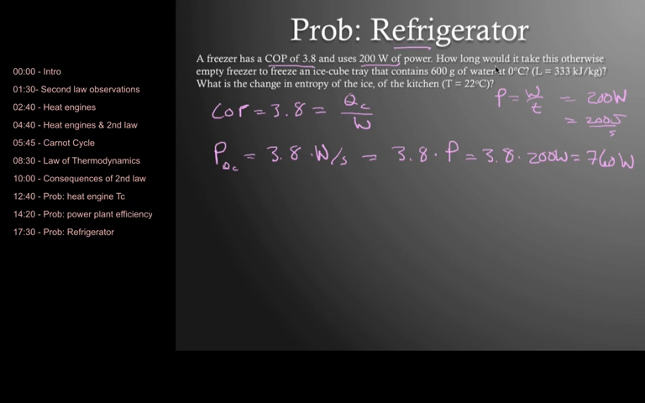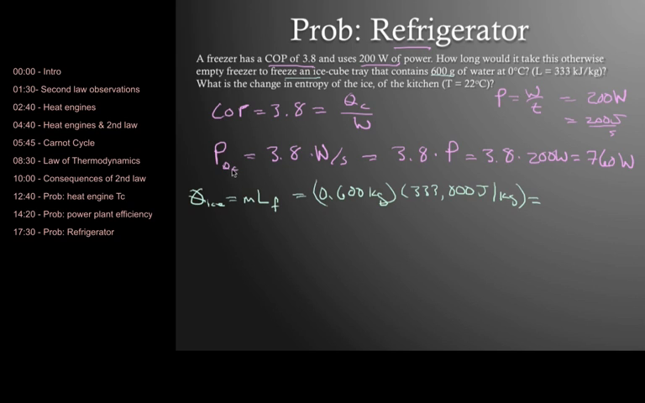So now we want to know how long it's going to take to freeze an ice cube tray that has 600 grams. So this is our Q of the ice that we need to freeze, and that's m L_F. So this is 0.600 kilograms, times 333,000 joules per kilogram. So then we want to know how long this is going to take.